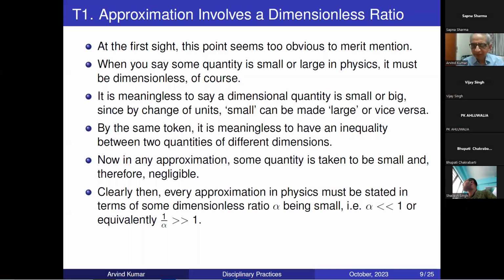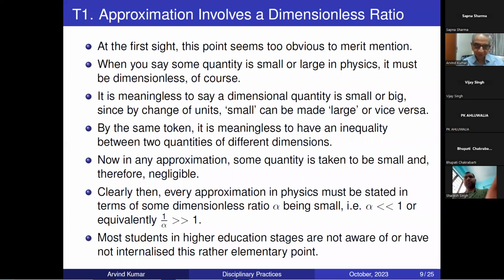You have to look for a dimensionless ratio being small, or of course you can invert that, saying it's much larger than that. So every approximation has to be some dimensionless ratio alpha. A simple point, but I think a large majority of... I have also been a teacher, and we don't state these things, we take these for granted. But our finding is most students in higher education stages, even sometimes the very good ones, sometimes slip on this point, or have not really internalized it.